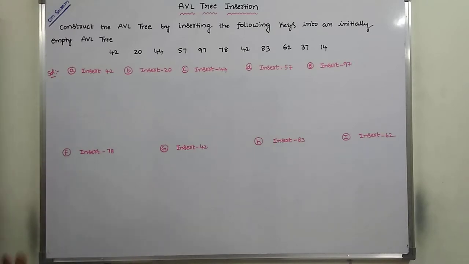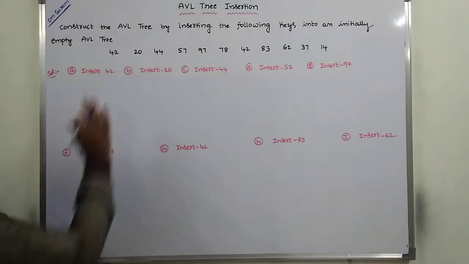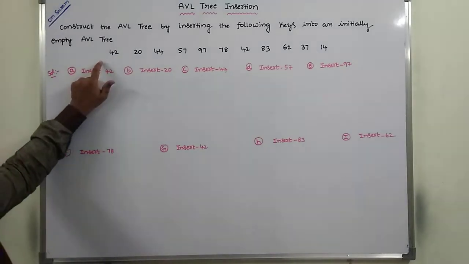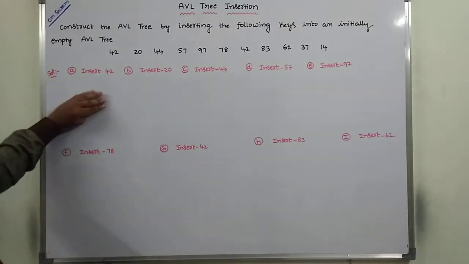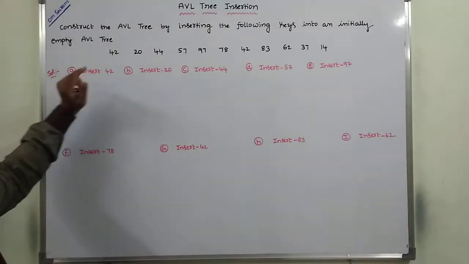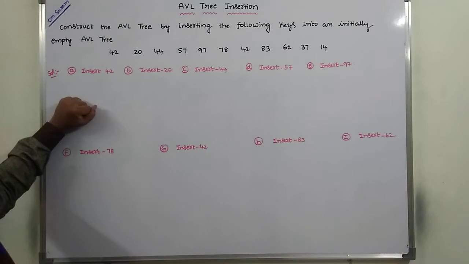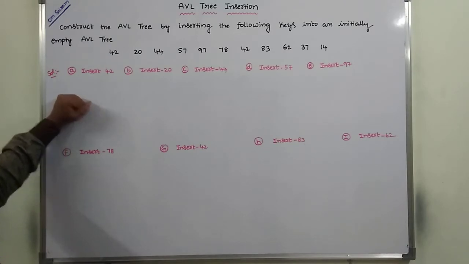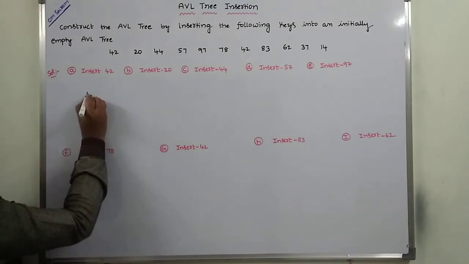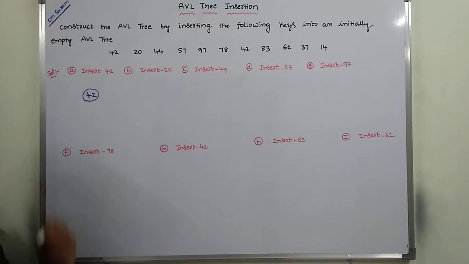Okay. Now first element is 42. So insert 42. Before inserting element 42 or key 42, the initial AVL tree is empty. Whatever the element that we want to insert, that node can be treated as a root node. Now first insert 42. So 42 is inserted by creating a node, and on that node we are inserting element 42.